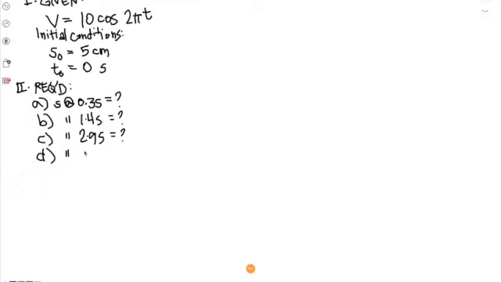So basically, we are looking for position. Given the initial position that we are in, 5 centimeters at 0 seconds in the beginning of the motion, let's say we froze the time and then we unfreeze it, so time is running. At 0.3 seconds, what is the position of our particle? Again, at 1.4 seconds, what is our position? At 2.9, what is our position? At 3.6, what is our position?